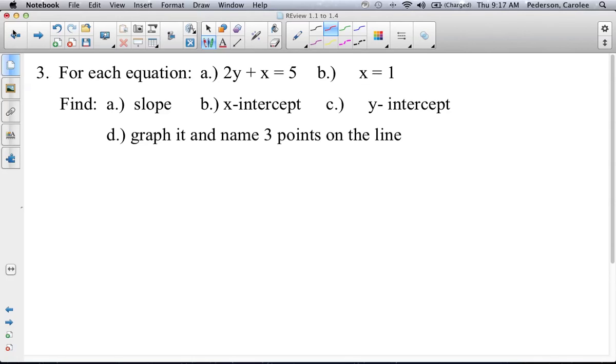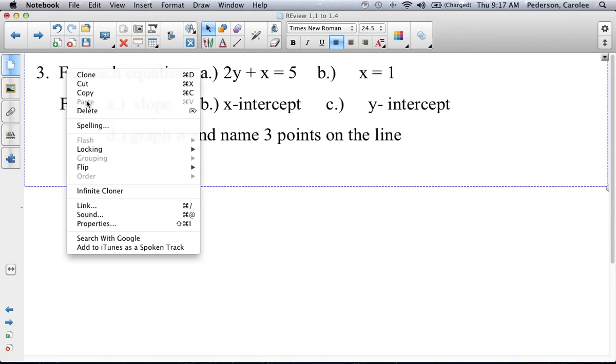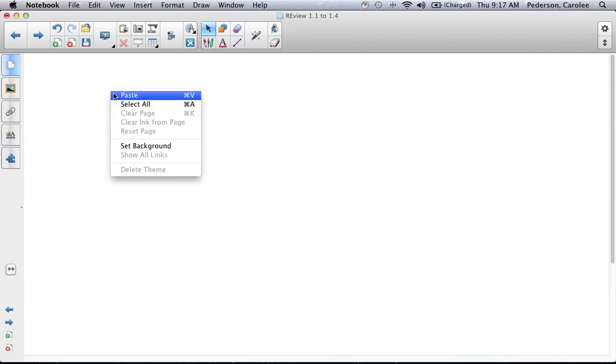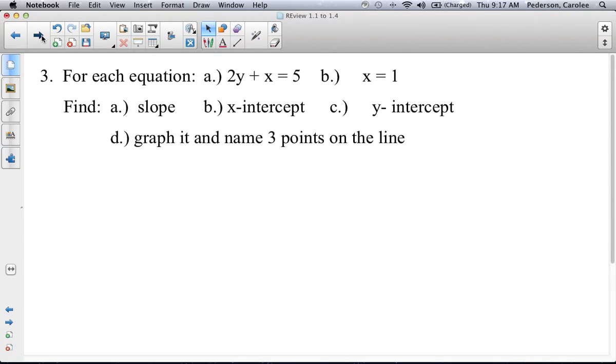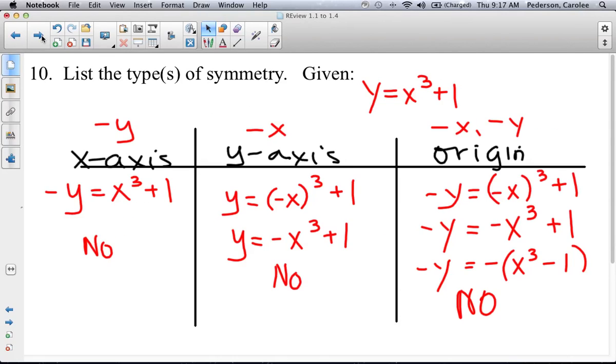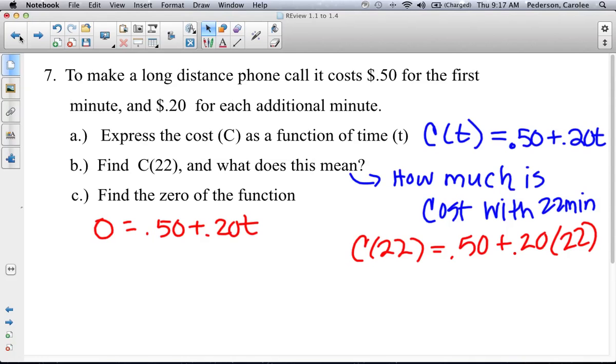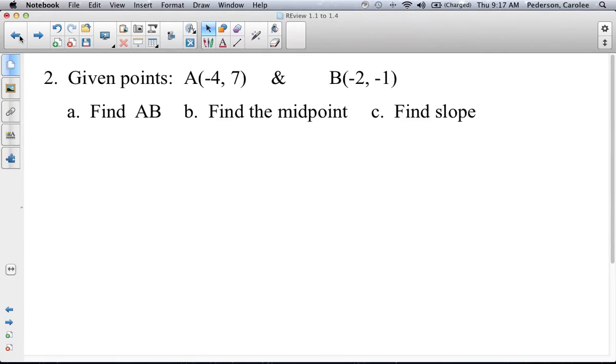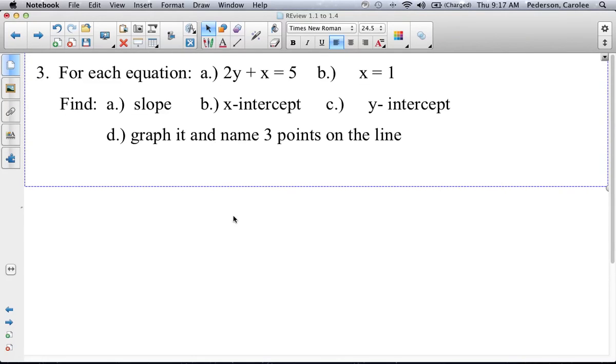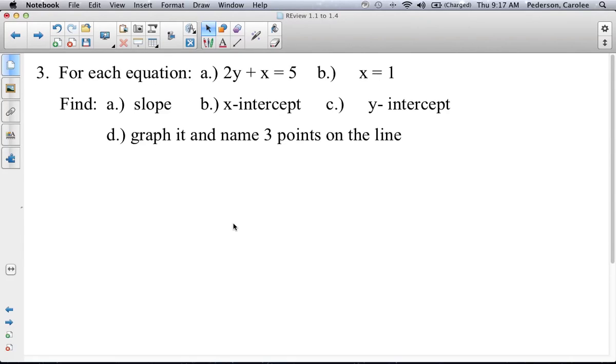All right, for each equation, we're going to just focus in on question A. We want to identify the slope, the x-intercept, the y-intercept, graph it, and find the points on the line. I thought I had graph paper on this one, but I don't. That's fine. So let's start with this one. This form is what we call standard form. Not very useful. But we first want to find the slope.